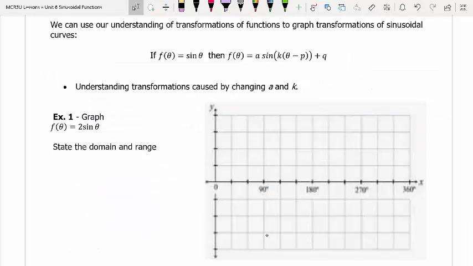A review of transformations. Remember that A vertically stretches or compresses the function. To apply that to a graph, you're going to multiply all the y values of the base graph by the value of A.